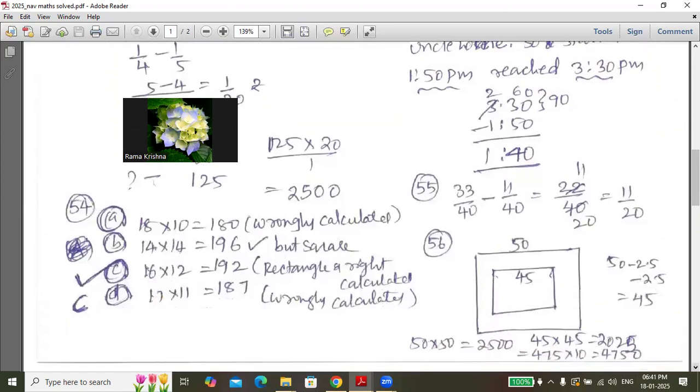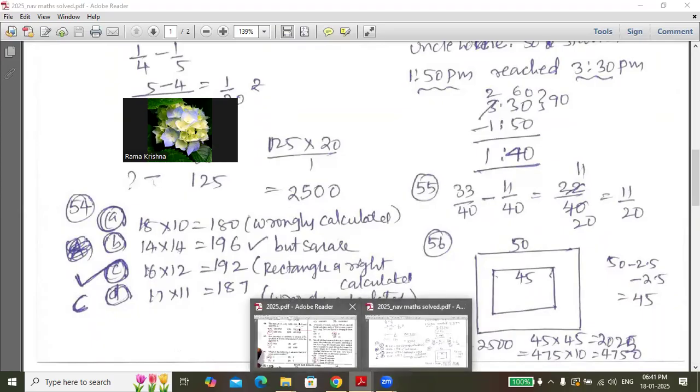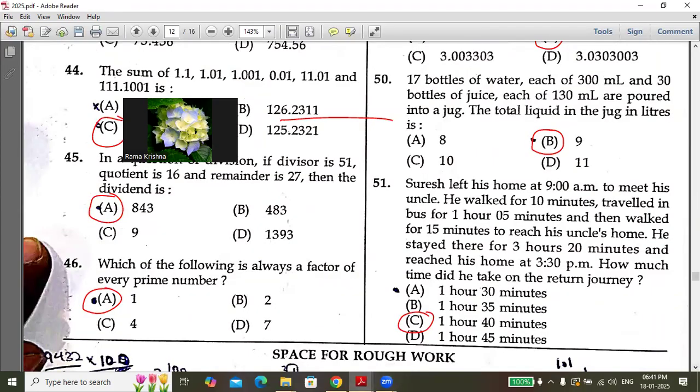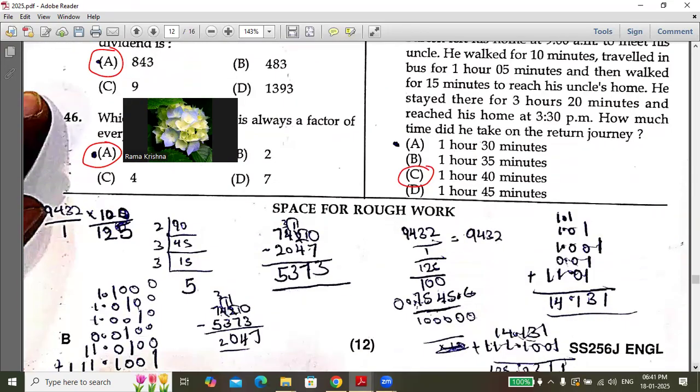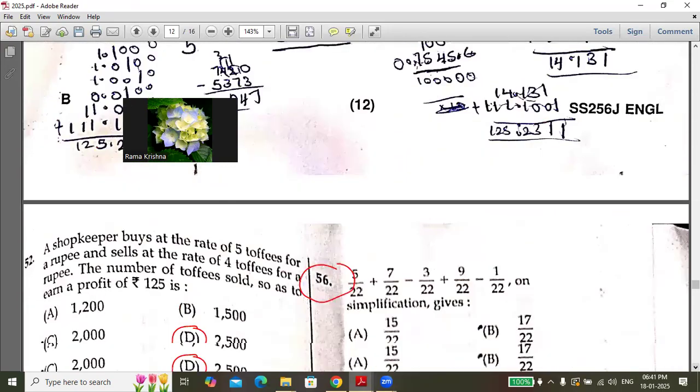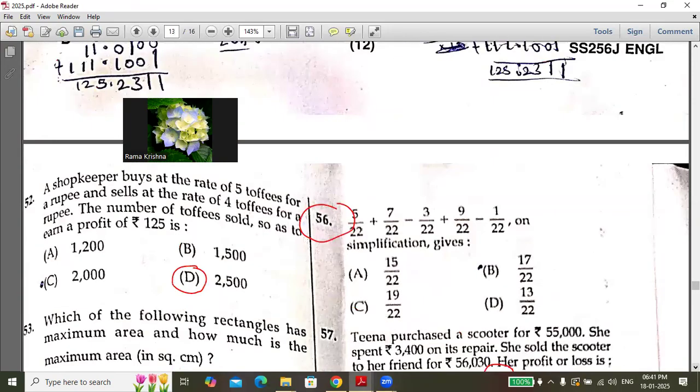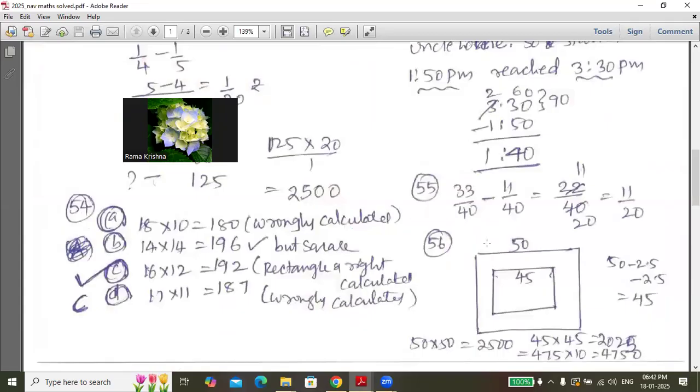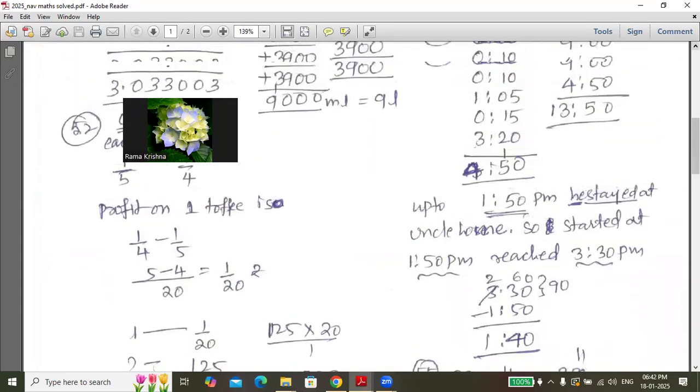Next question. Actually, this question is somewhat tricky. So the 52nd question is explained here very clearly.